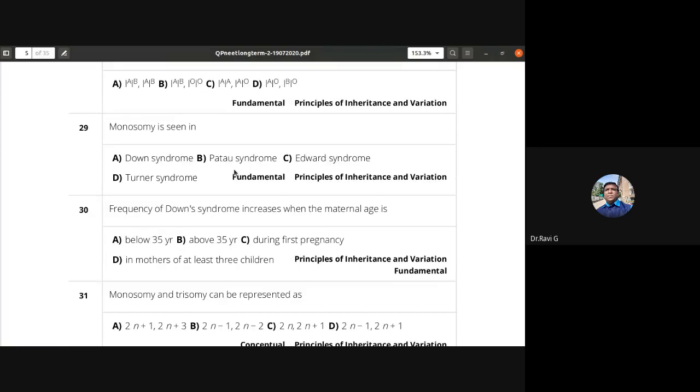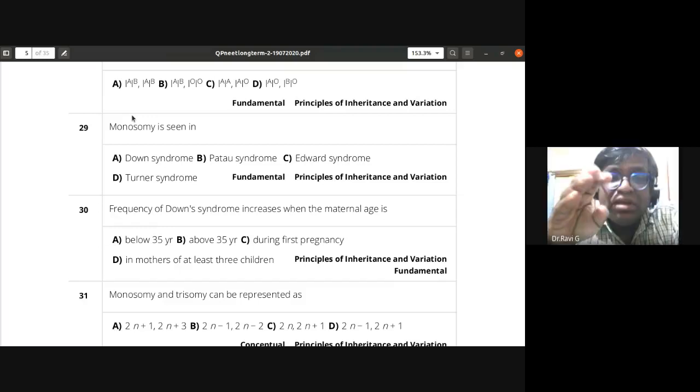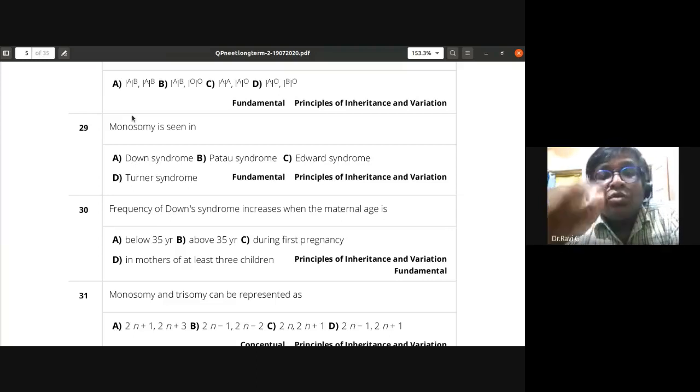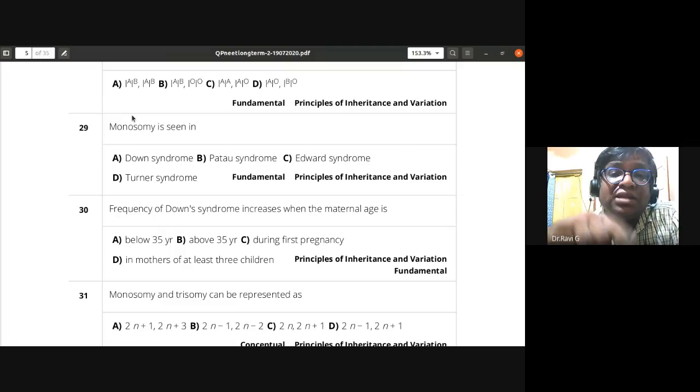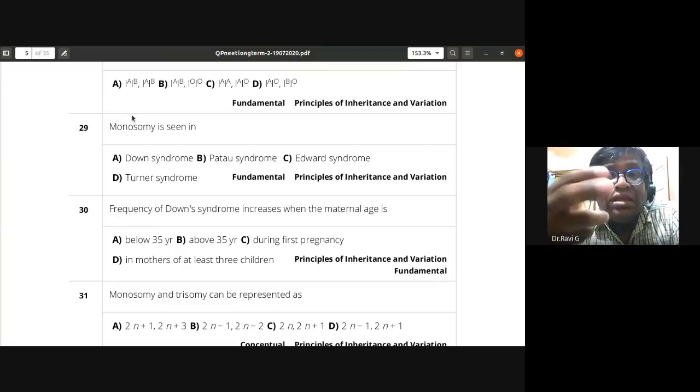Monosomy. Aneuploidy includes monosomy, trisomy, nullisomy, and tetrasomy. Monosomy is 2n minus 1. That is, one chromosome will be less than the diploid number. Trisomy is 2n plus 1. One chromosome is more than the diploid number. Tetrasomy is 2n plus 2. That is, two chromosomes will be more than the diploid number. Nullisomy is 2n minus 2, where two chromosomes will be fewer than the diploid number.